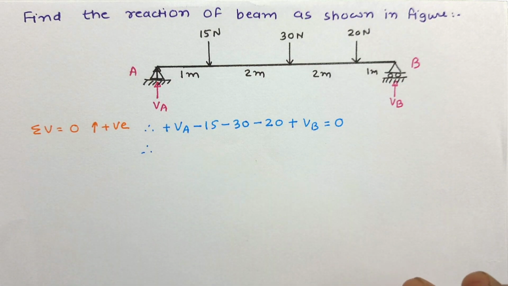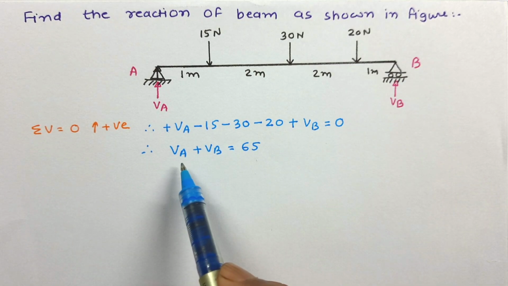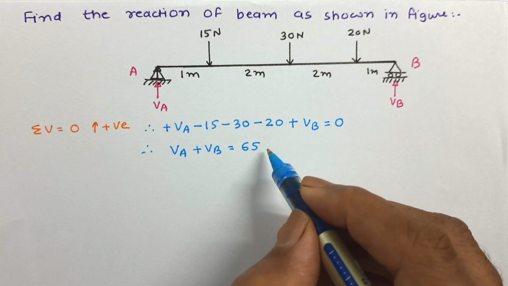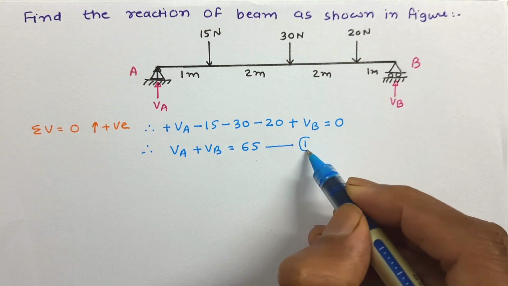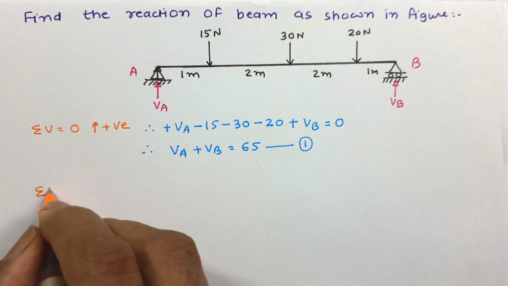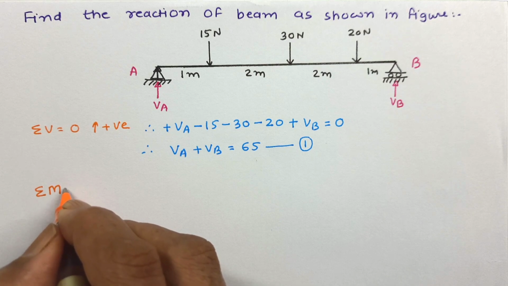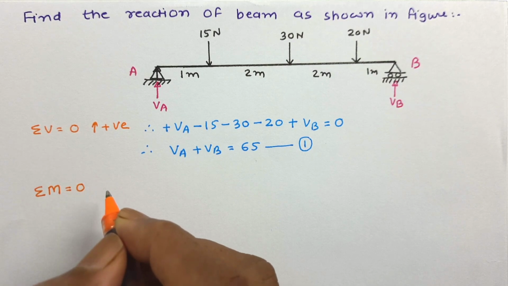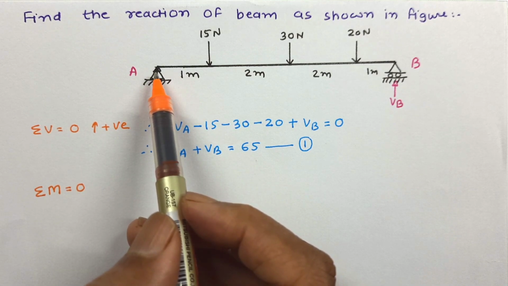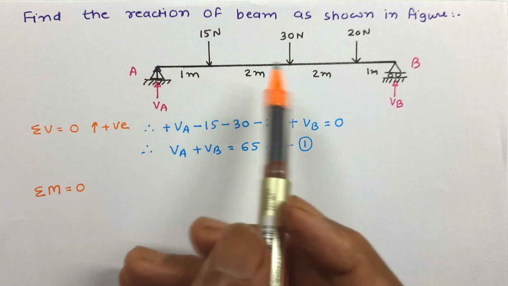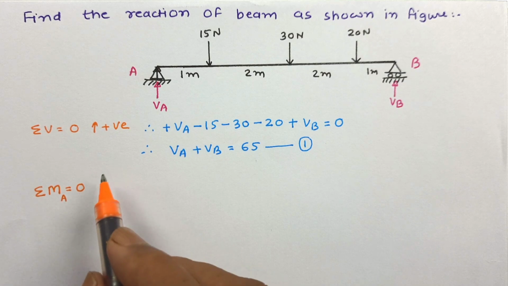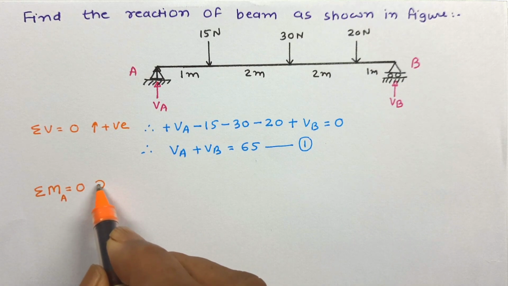So now let us simplify it. Simplifying it, we will get VA plus VB is equal to 65. So this is going to be our first equation. Now let us apply the second condition of equilibrium, that is, the summation of moments about any point is 0. So here we will work out moment about support A. So VA can be eliminated and we can work out VB. Let us assume the clockwise moment is positive.